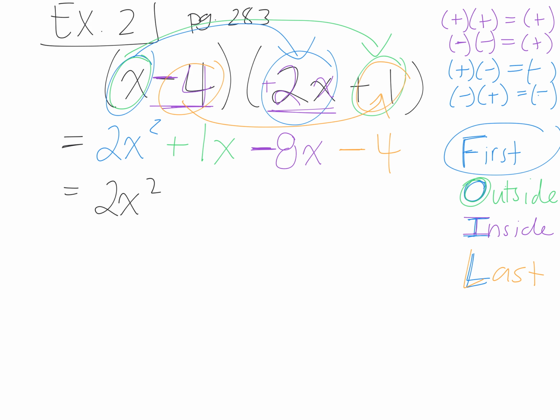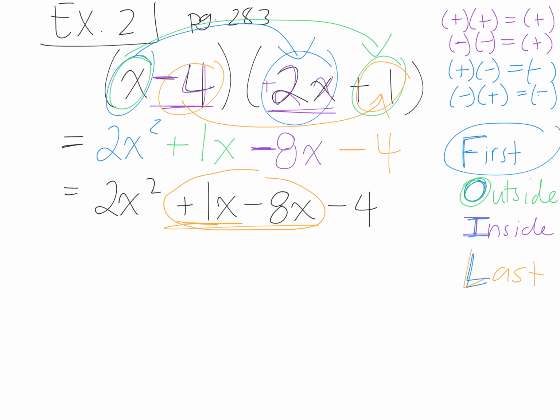Okay, let me rewrite this without the colors. We have 2x squared plus 1x minus 8x minus 4. We want to look at this and see, can I make this shorter? Can I simplify this? Do I have terms that are alike? I have two terms that are alike. What are they? 1x and negative 8x. Good. So we can combine this.